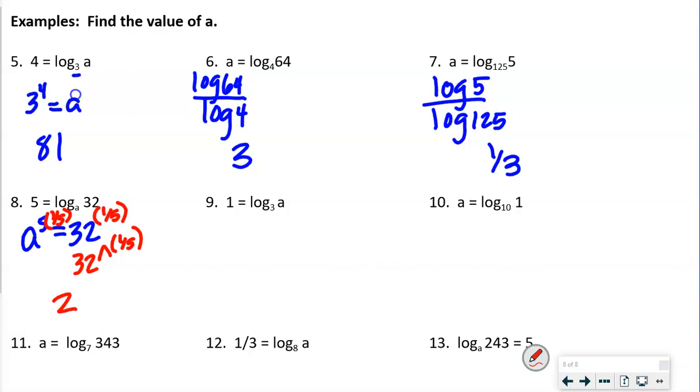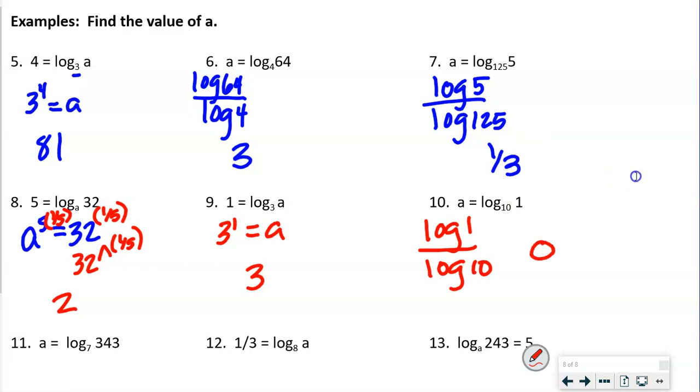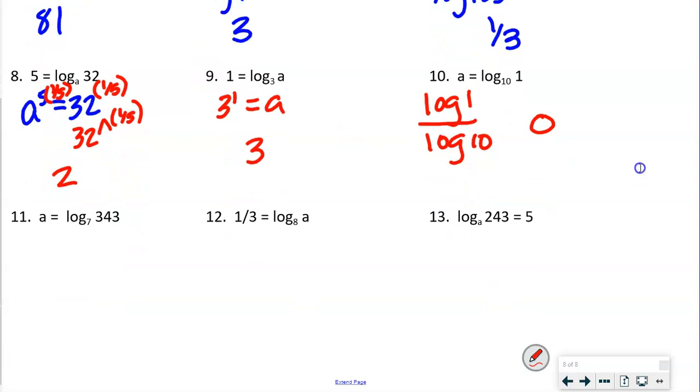Okay? So now this next one, again, we're going to do 3 to the 1st. That's equal to a, which means that's equal to 3. Over here, we're going to do log of 1 over log of 10. Okay? And when you do that, you should have got 0. All right, see if you can do these last 3. Pause the video, do these 3, and then come back to me when you're done and check them.